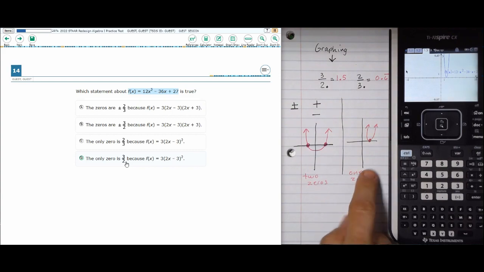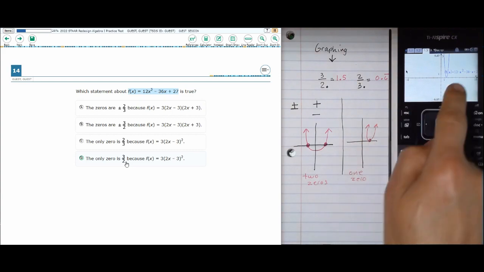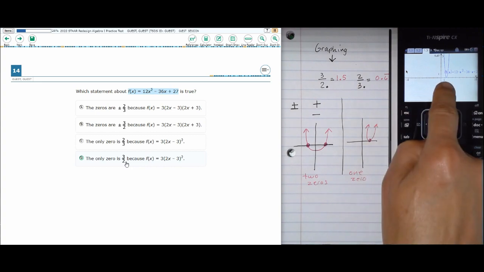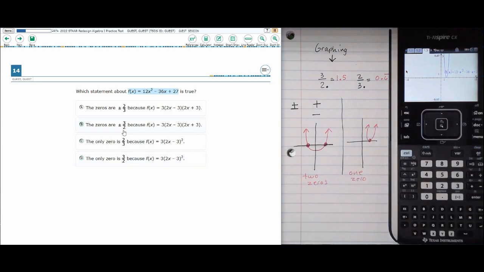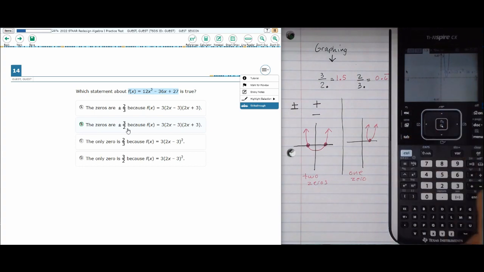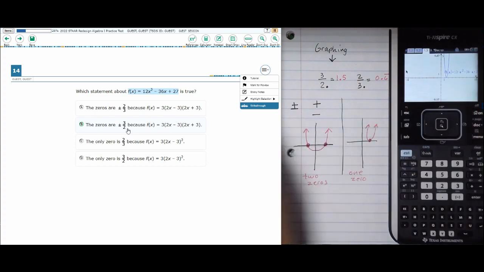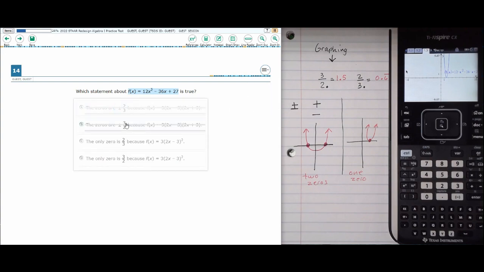Now if I look at my graph, it looks like this 1 zero situation where we have just one positive zero. So I'm going to go ahead and strike out A and B. I'm not even going to check those because they can't be correct, because they're saying that it has 2 zeros, and the original graph that I just graphed only has 1 zero on the right side, which is positive. So let's go and start striking through. So we've narrowed it down now. It's either going to be C or it's going to be D.